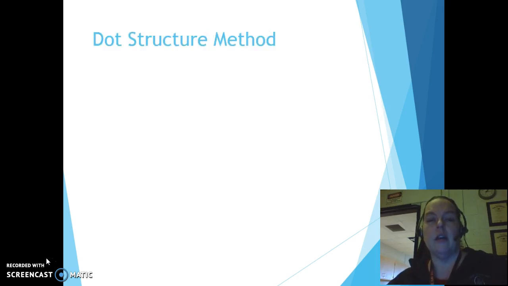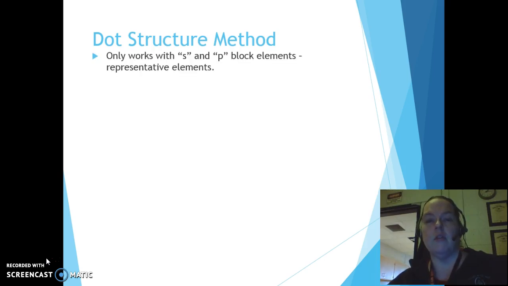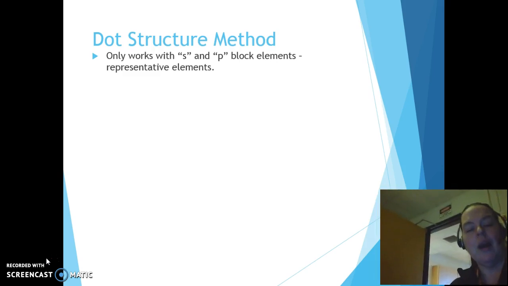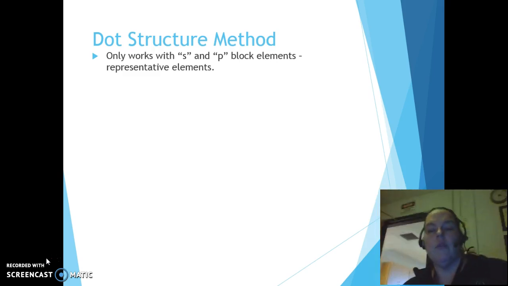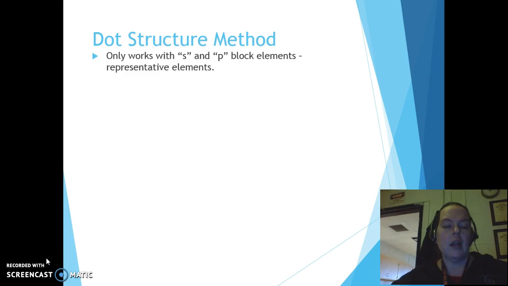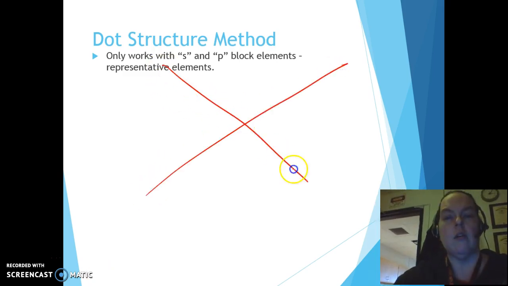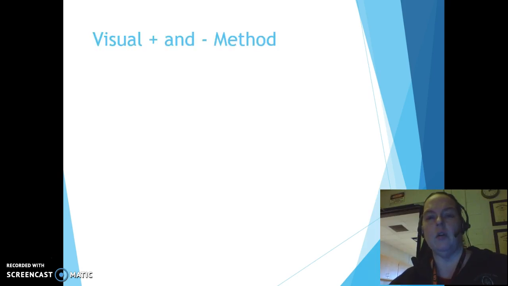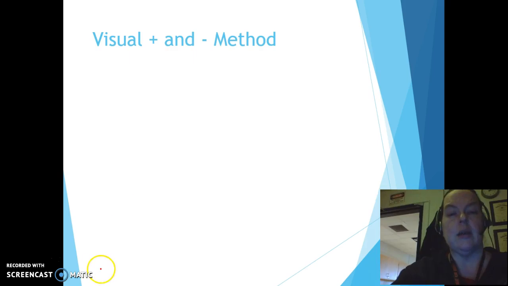So let's look at the dot structure method. Well, let me tell you something. The dot structure method cannot be used here. The reason is because we do not know how to write dot structures yet for these polyatomic ions. So we don't know how to do that yet. So the dot structure will not work for us here. So we're going to have to skip that method and go on to the next method, which is the visual plus and minus method.